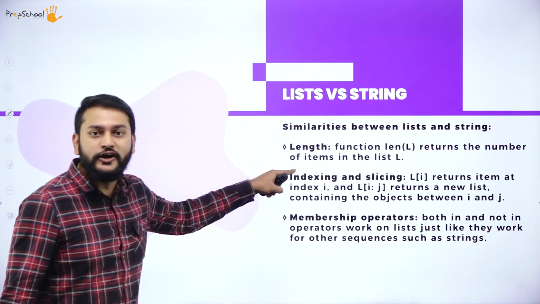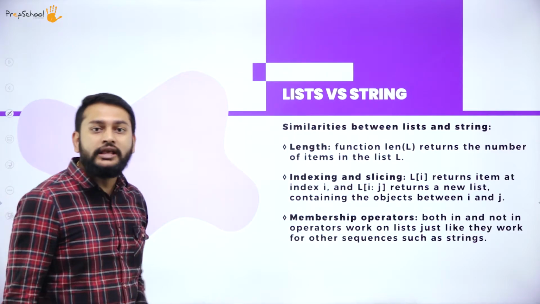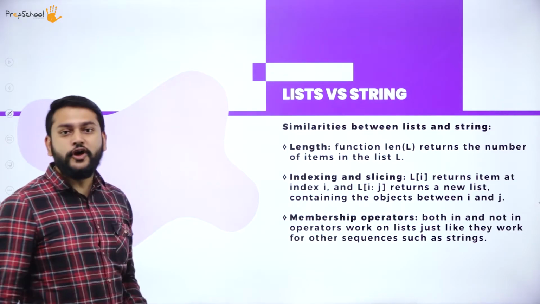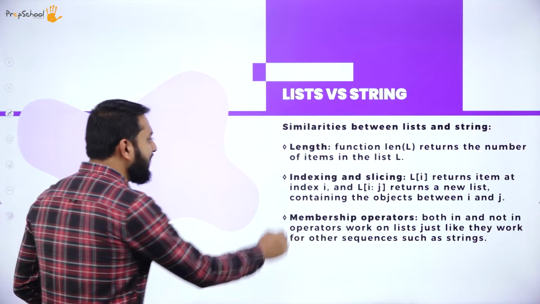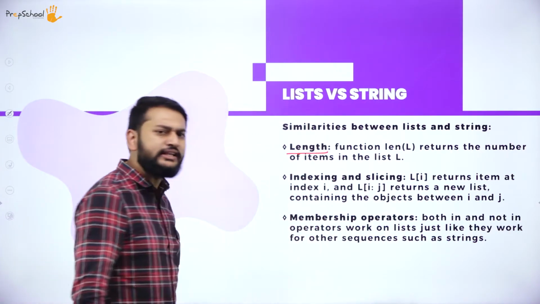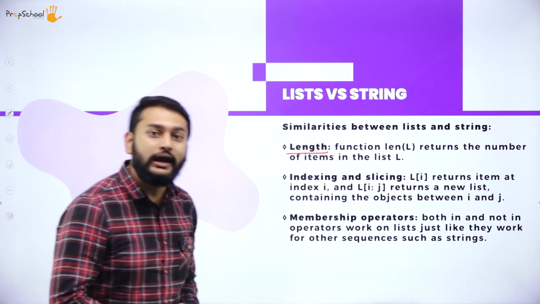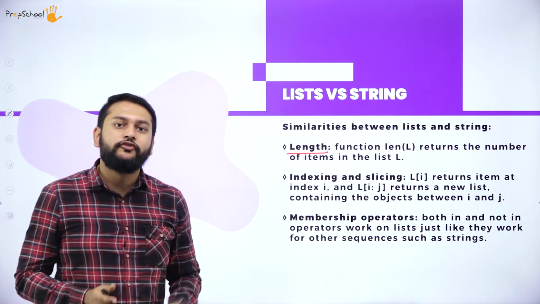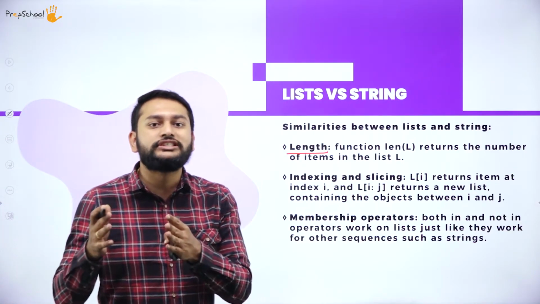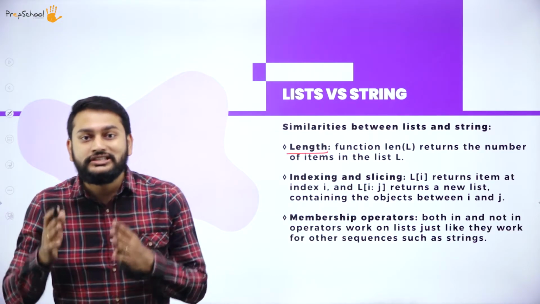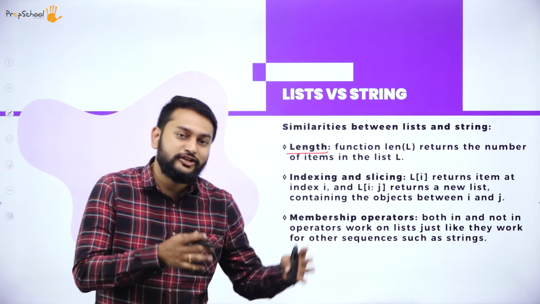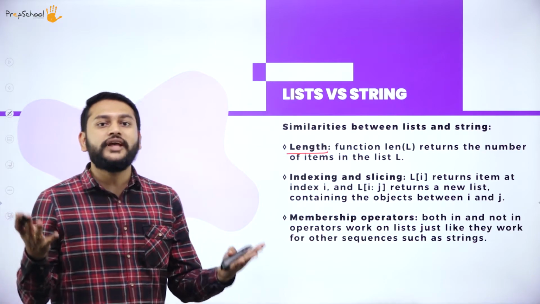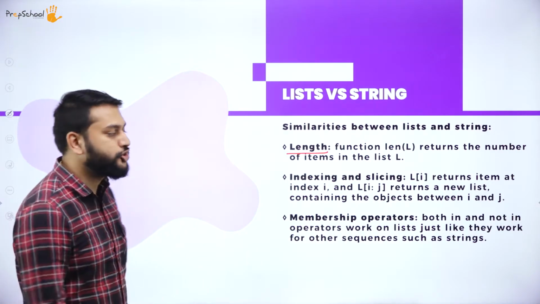What is the first function that we have? This we have already studied. We have length. How exactly is the length function different when I'm using strings and lists? Is it different or is it the same? That is what we need to understand. Let's have a check.